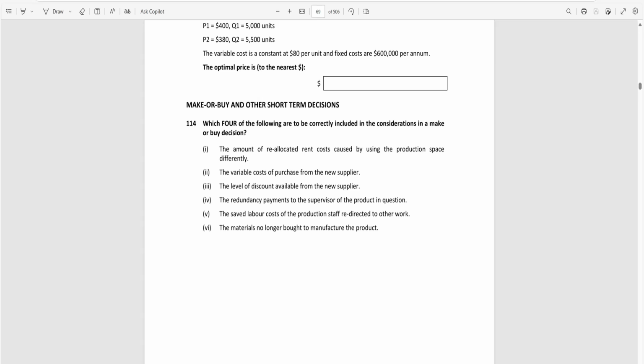The fifth one says a saved labor cost of production staff redirected to other work. So if you redirect your staff to other work, it won't save your cost. It won't matter, right? So we will not consider that in making the make or buy decision. The sixth, material no longer bought to manufacture the product. Of course, if you directly buy those products from outside the organization, in that case you don't need to consider the material. So basically options 2, 3, 4 and the last one seem to be the correct ones that we need to consider in a make or buy decision, right?